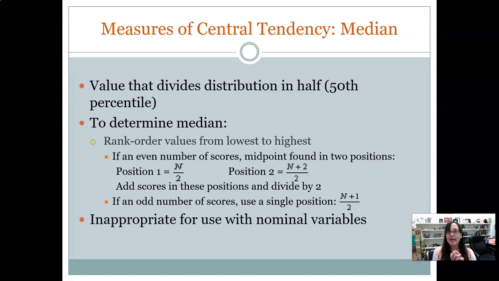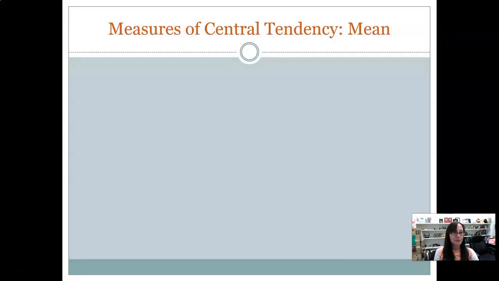The median is not appropriate to use if you have nominal level variables. Why? Because you can't put nominal level variables in order from lowest to highest. If they are nominal, by definition, they don't have an order, so you can't put them in order. So it doesn't make sense to use median to describe a nominal level variable.